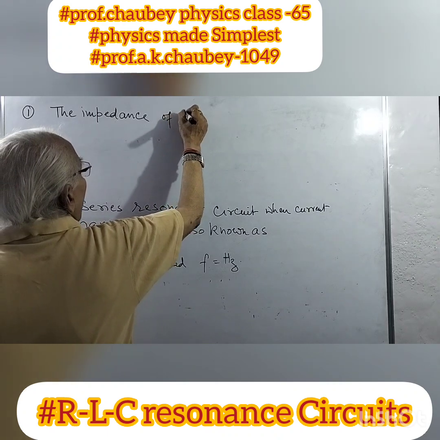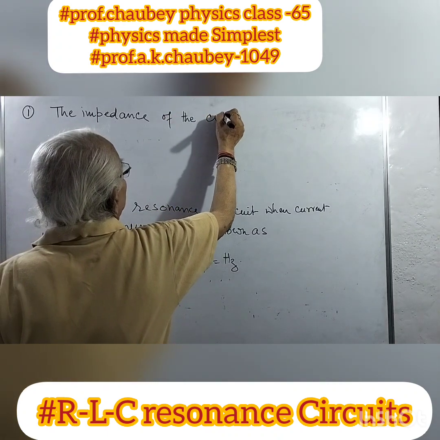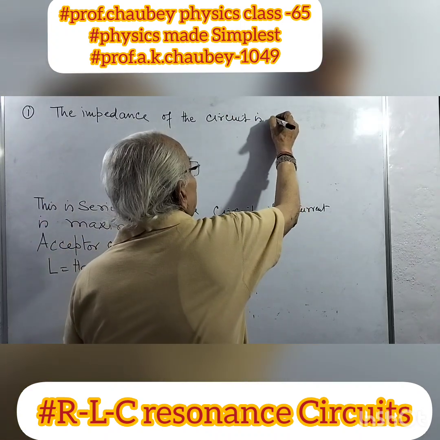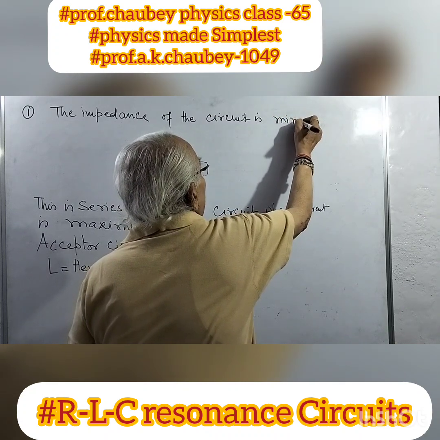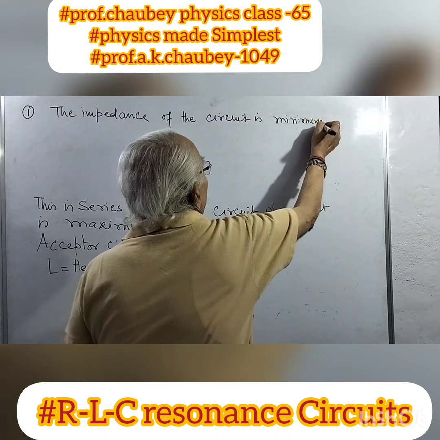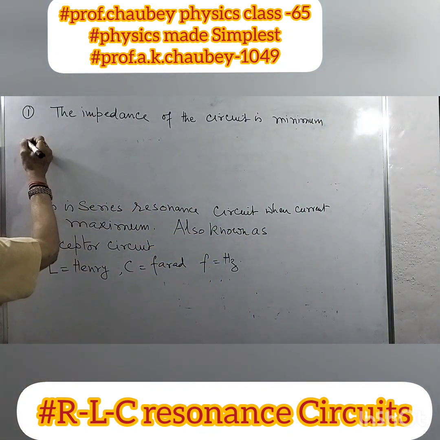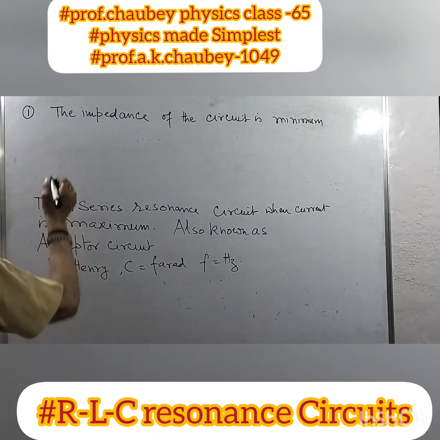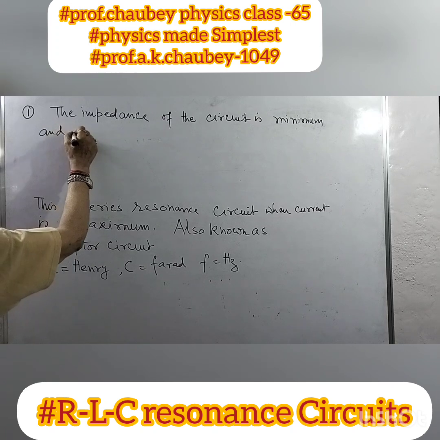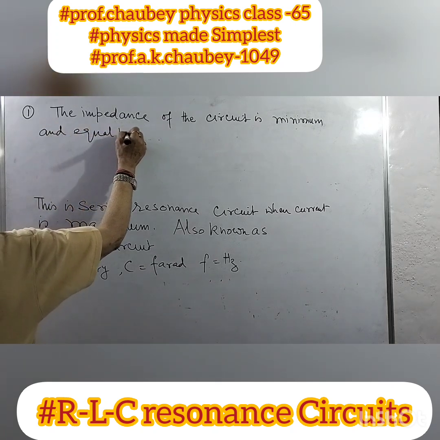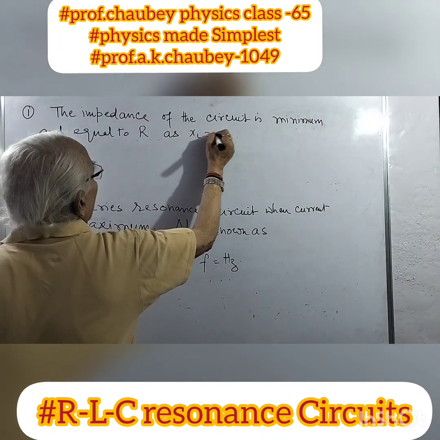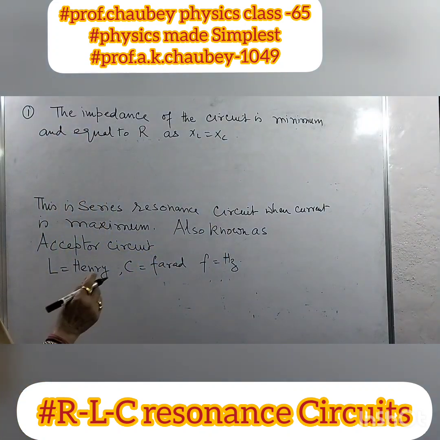The impedance of the circuit is minimum. Okay? What else do we write? Z is equal to R, as XL is equal to XC. The current in the circuit is maximum.